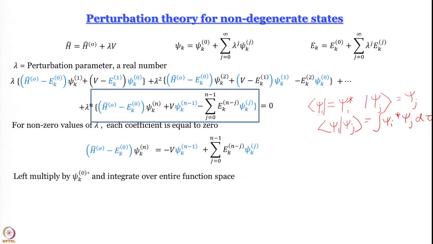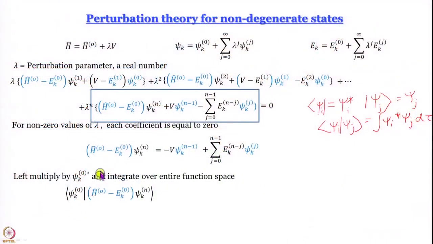Okay. So, we left multiply and integrate over all function space. This is what we get. Psi k 0th, remember when I write psi k 0th as a bra vector, it essentially means its complex conjugate. Please do not get confused about that. Multiplied by (H 0th minus E k 0th) operating on psi k nth. Usually we draw another vertical line here to just make it look good. Okay. Right hand side, what have I got? I have got minus psi k 0th star V psi k (n minus 1)th integrated over all space, and I have got summation j equal to 0 to n minus 1. See, I am multiplying by one specific quantity, psi k 0th, so there is no problem in taking it inside and then integrating. So, I have a sum of integrals, each of which is psi k 0th E k (n minus j)th psi k jth.